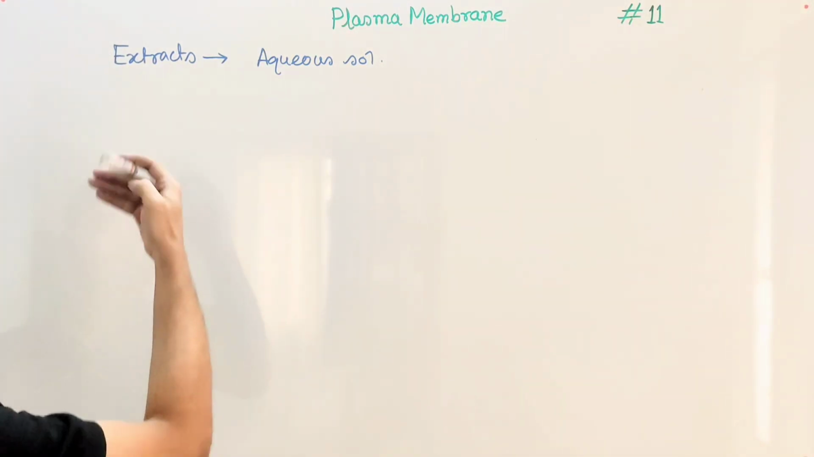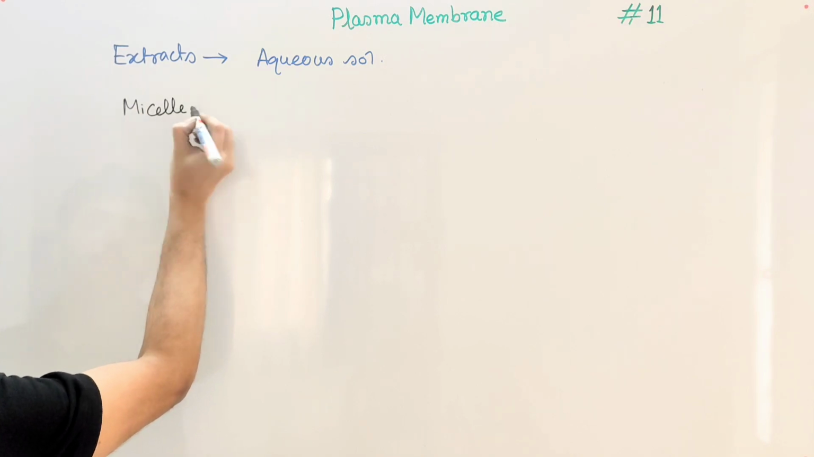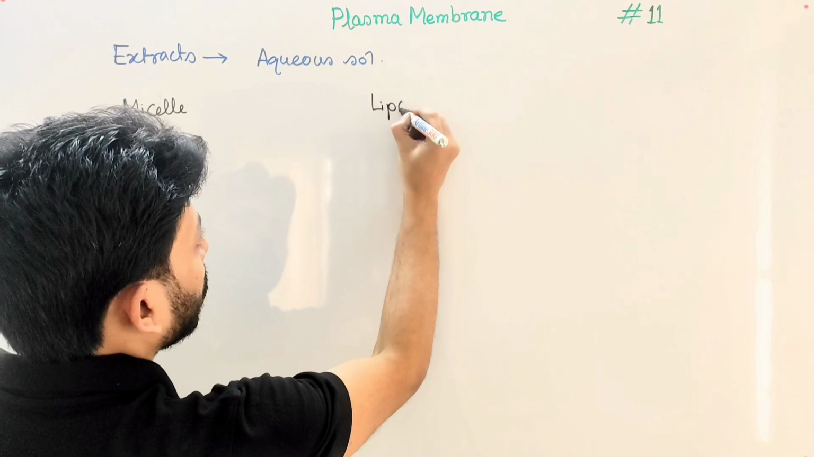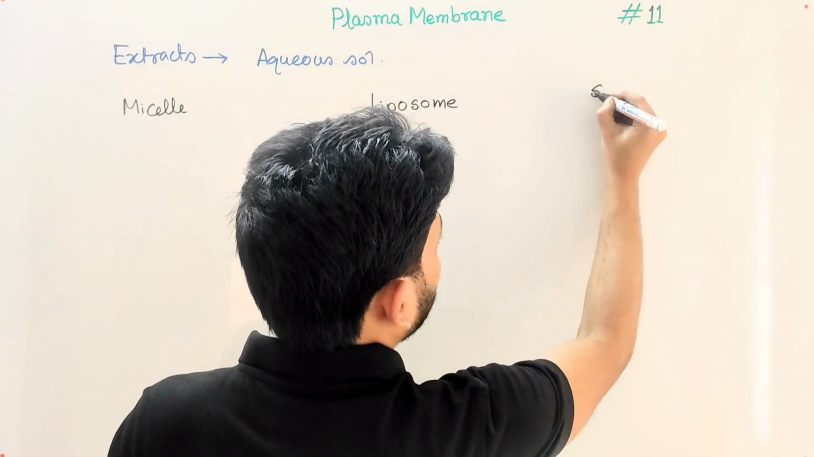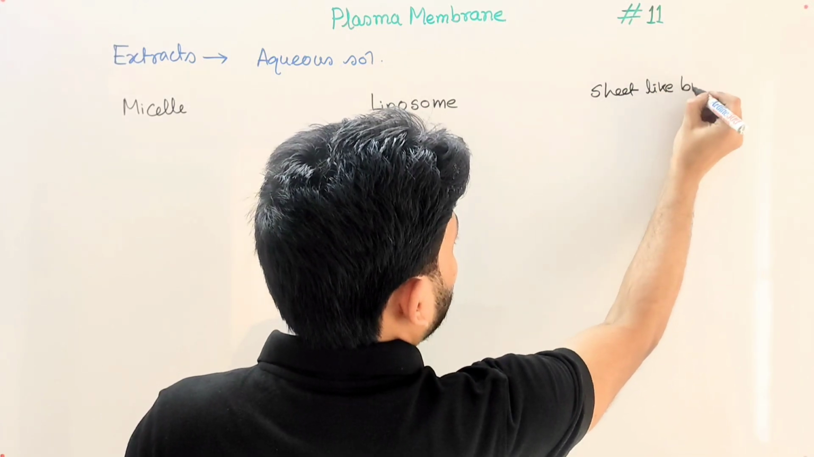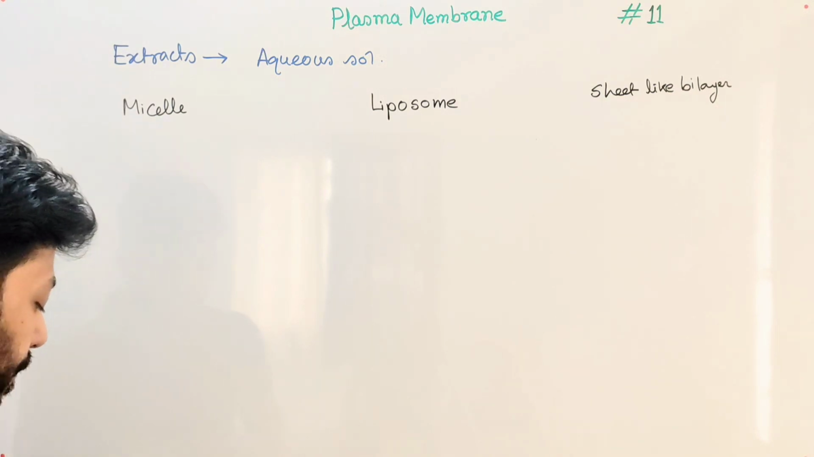The first structure is called micelle. The second structure it can form is liposome, and the third structure is sheet-like bilayer. They can form one of the three structures.